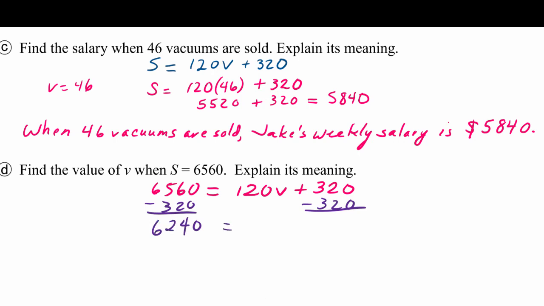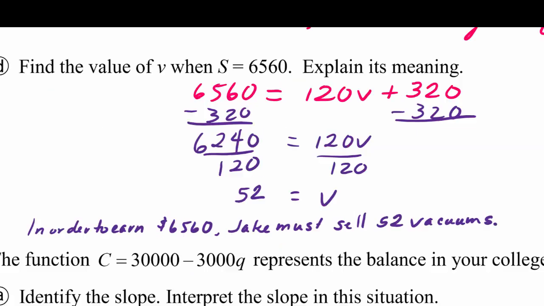Okay, so I'm doing this math here and dividing and getting V equals 52. So Jake has to sell 52 vacuums in order to earn $6,560 that week. And I will write that down. So here it is. In order to earn $6,560, Jake must sell 52 vacuums. Well done.